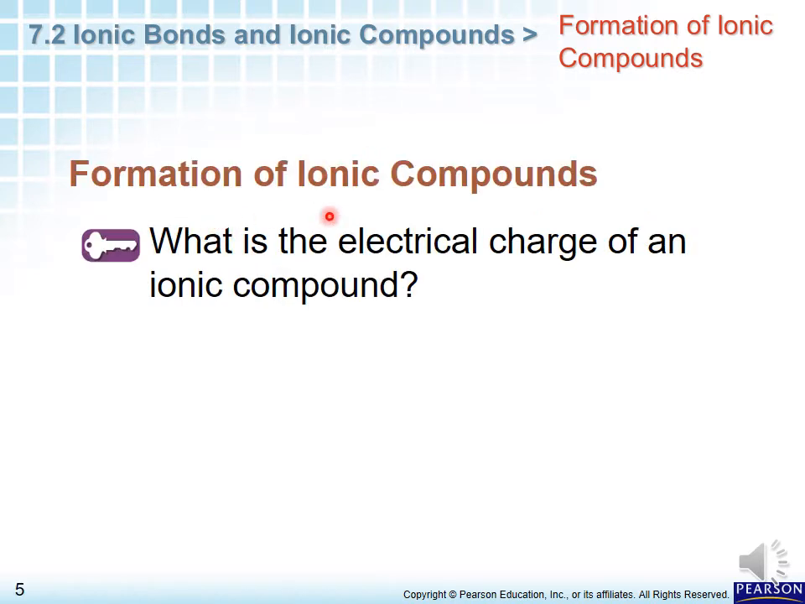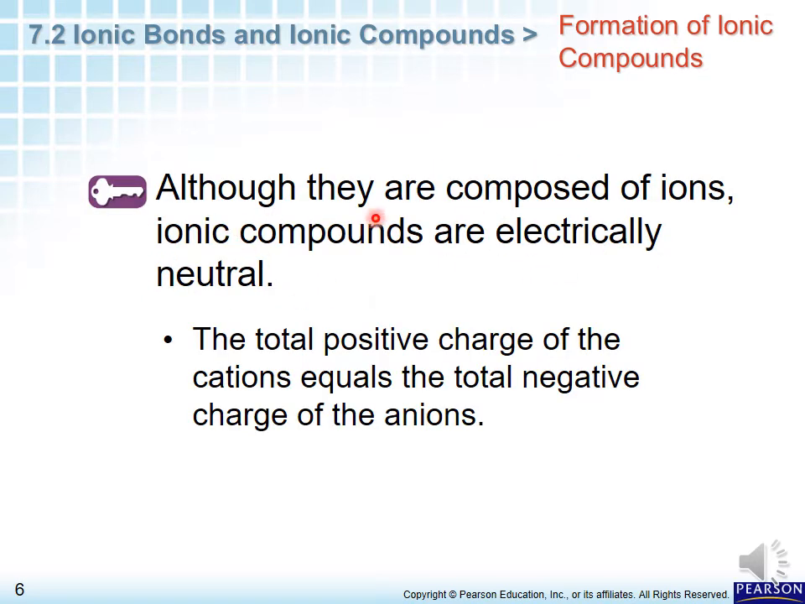So how do they form? Formation of ionic compound. So what is the electrical charge of an ionic compound? Although they are composed of ions, ionic compounds are electrically neutral, meaning no charge, because the positive charge is going to cancel the negative charge. The total positive charge of the cation is always equal to the total negative charge of the anion. Because of this equality, they cancel each other. So as a compound itself, an ionic compound is neutral. Okay, so electrically neutral.